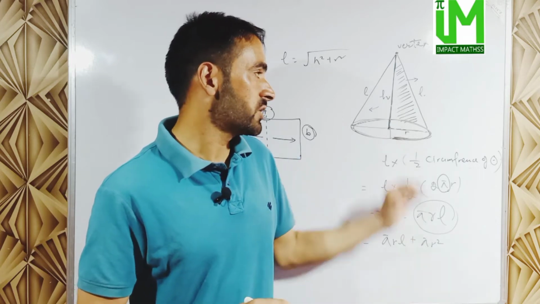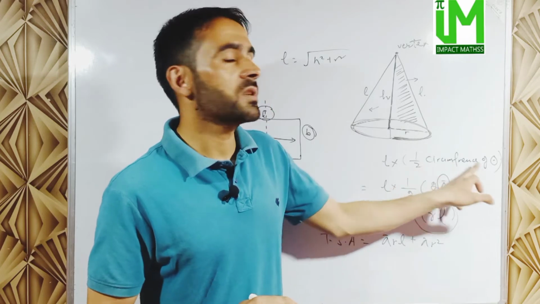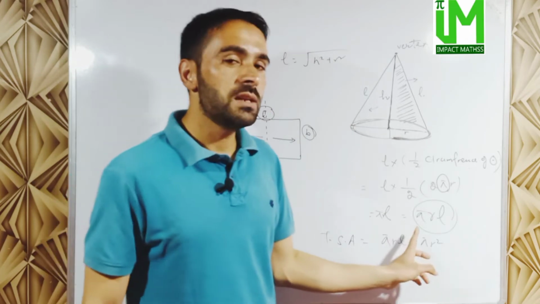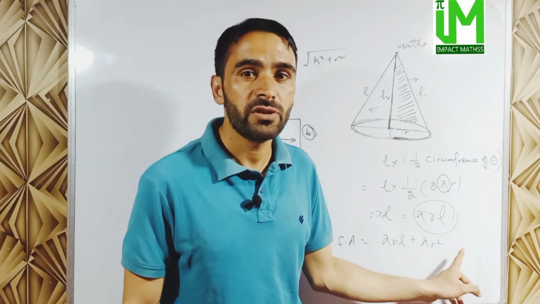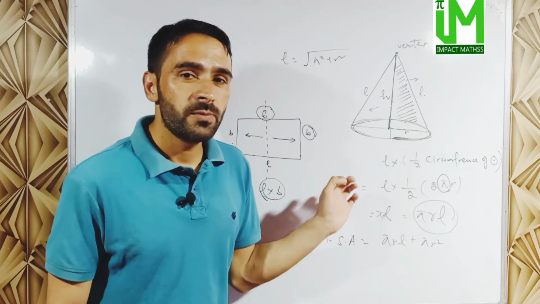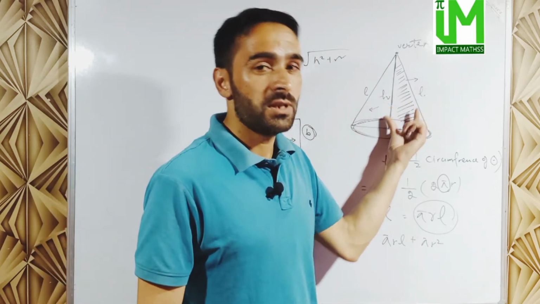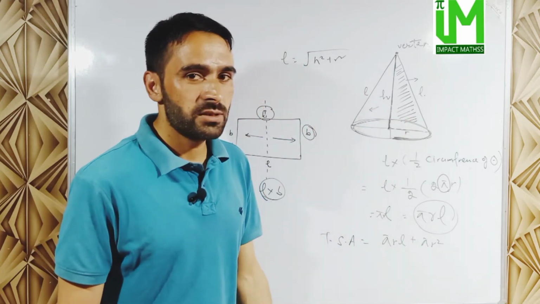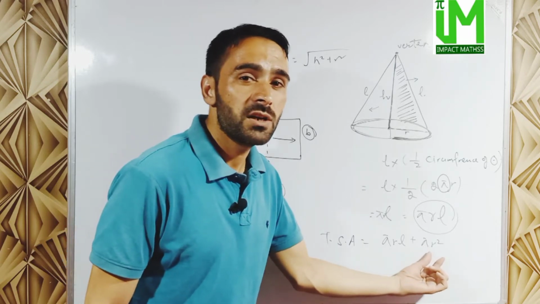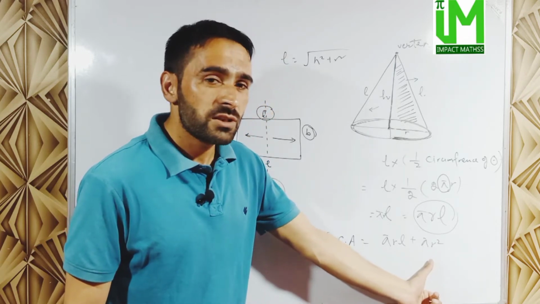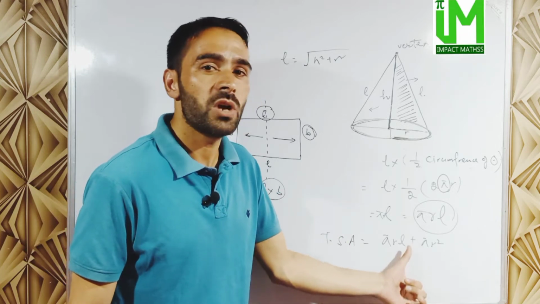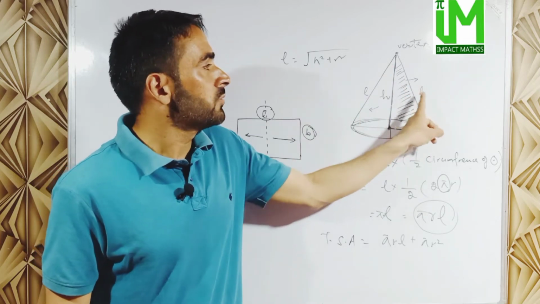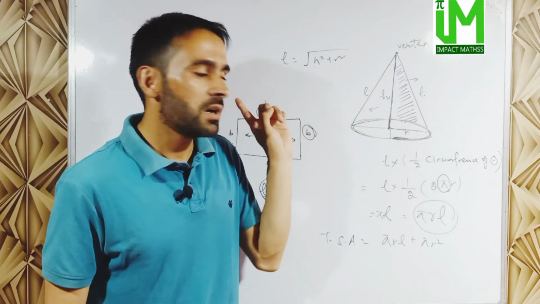The curved surface area, being a symmetrical figure, is 1/2 of the circumference of the circle into L, which stands for the slant height. So the area is pi r L, but this is the curved surface area. And then we have the total surface area, which is the curved surface area plus the area of the bottom, which is in the shape of a circle. So it will be pi r L plus pi r square. From here you can also take pi and r common, so it will be pi r into L plus r. Now the slant height will be the square root of h square plus r square.